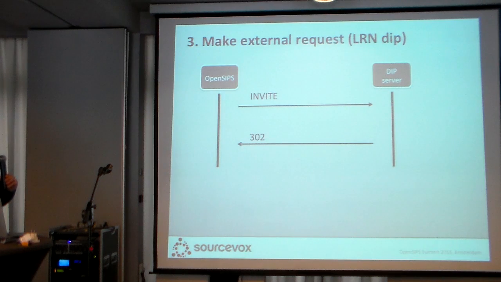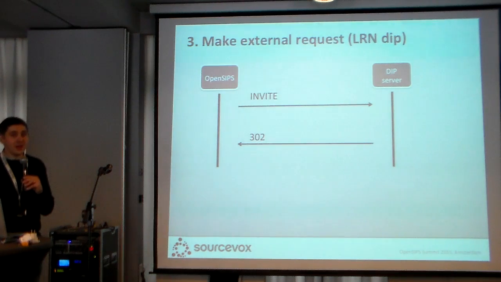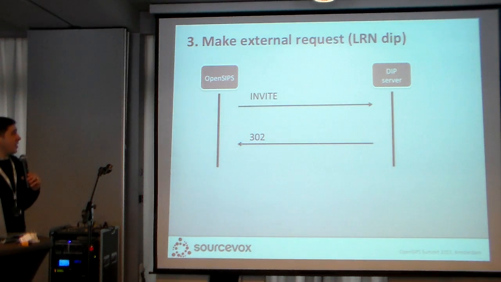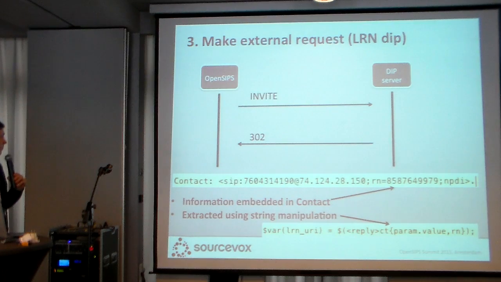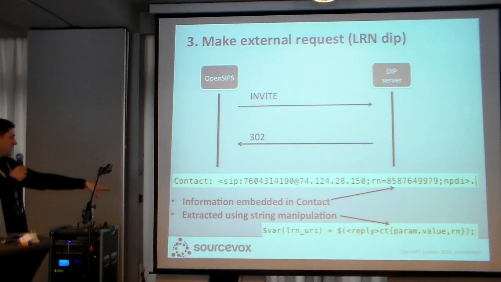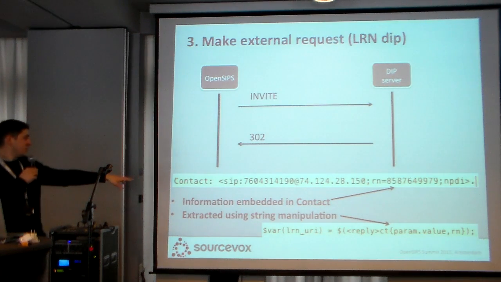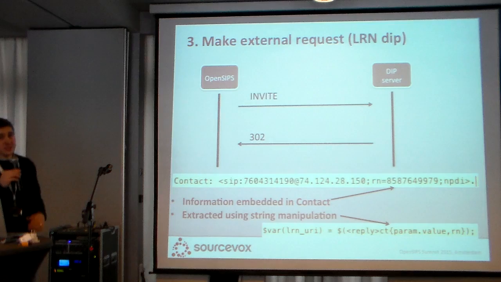We have our OpenSIPS server on the left, and OpenSIPS would need to actually send, basically proxy the request onwards to a dip server, and then receive a known failure, a 302 response back, which will give the information about the LRN dip back to OpenSIPS. And the way this actually works is the 302 will be returned back to OpenSIPS, and there will be a routing number in the contact header that's returned. And once again, OpenSIPS, using the parameter value functions, can very easily pull out the routing number and store it in a variable for later use.